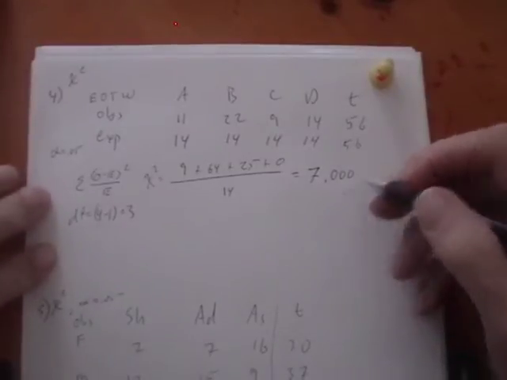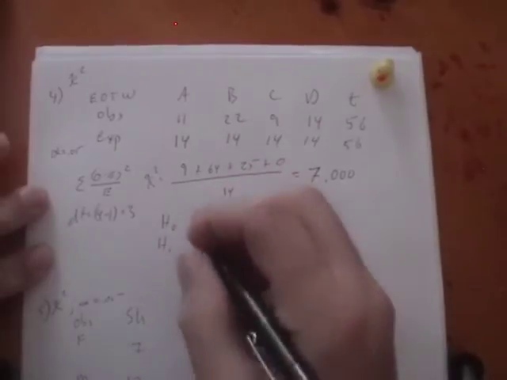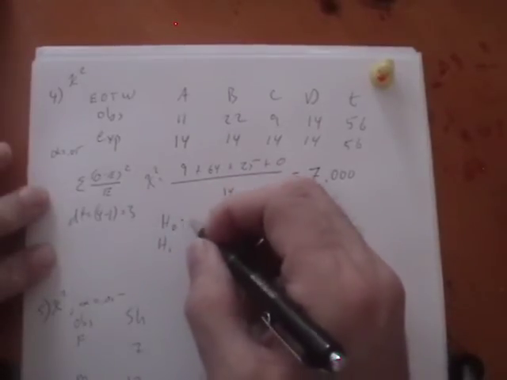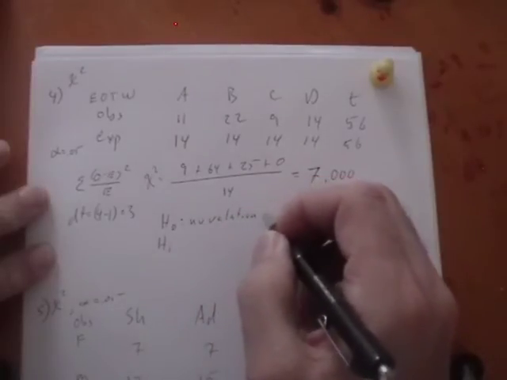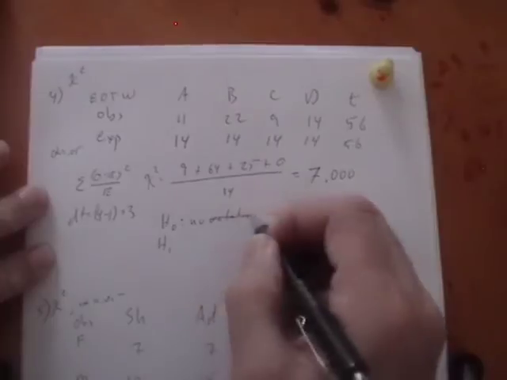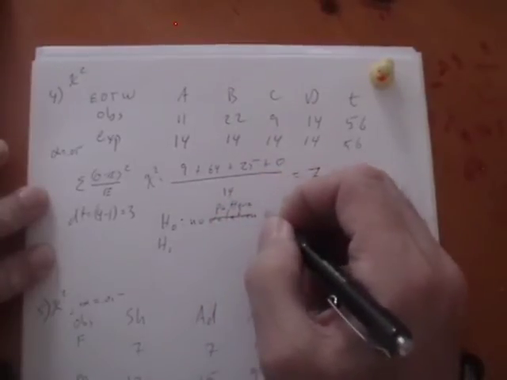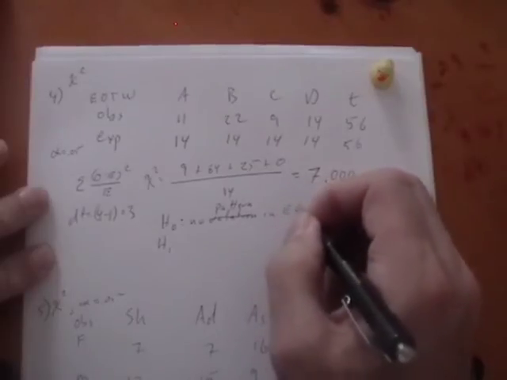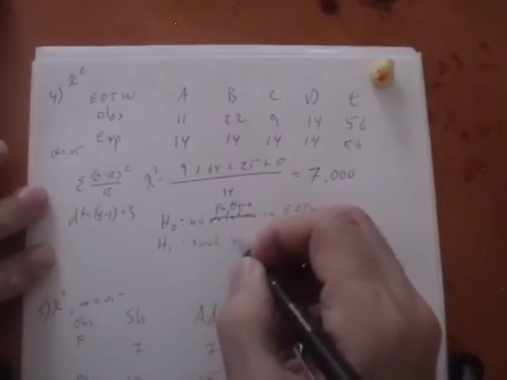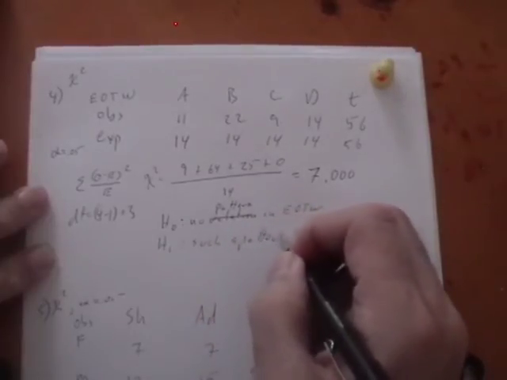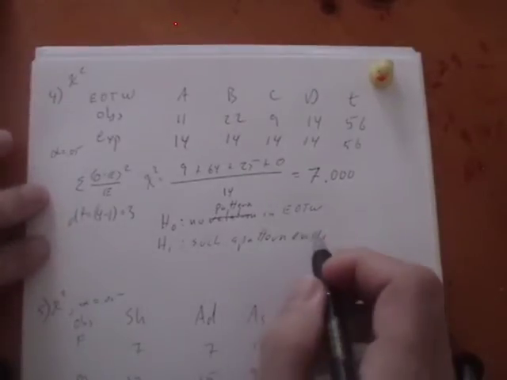The hypothesis test. Null hypothesis: no relation. Oh, I've been using pattern. No pattern in employee of the week. Alternative: such a pattern exists.